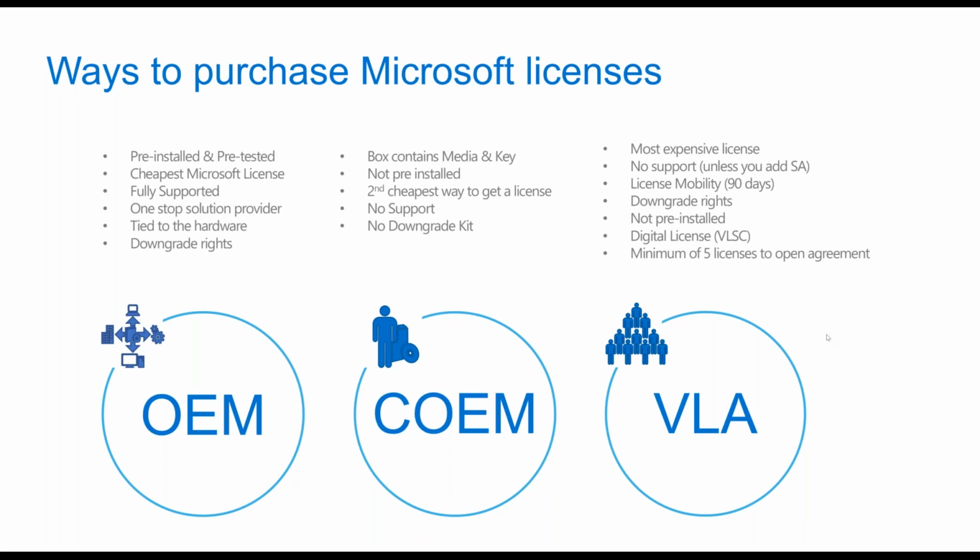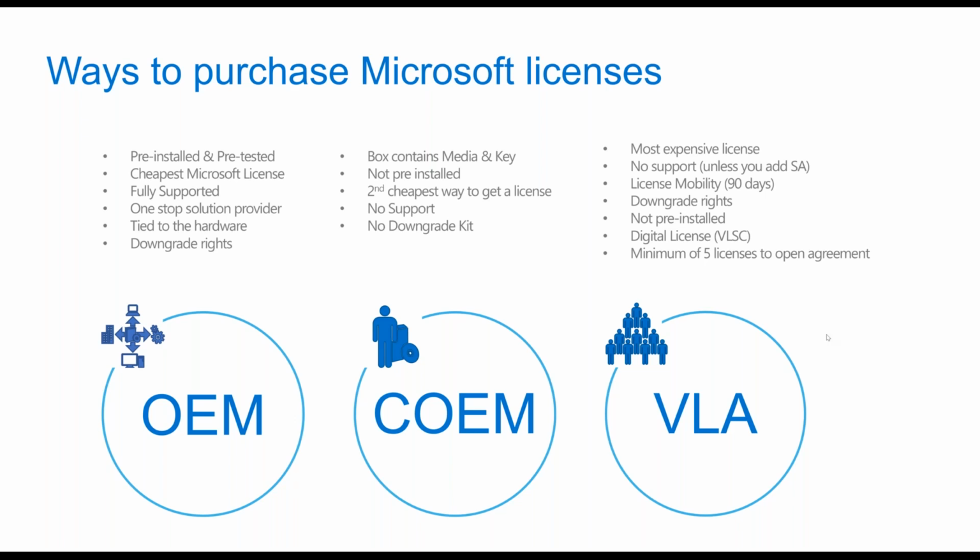If we then look at the COEM license, or the license which end customers can purchase through partners, this is a box license which includes a meter and a key, so a product key. This is not pre-installed either. It is basically the second cheapest way to purchase a Microsoft license, and it is not supported either other than by the support you can purchase through your partner, the reseller. And it does not include downgrade rights or downgrade kit.